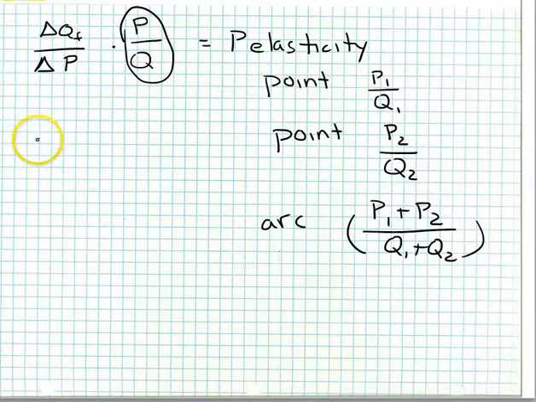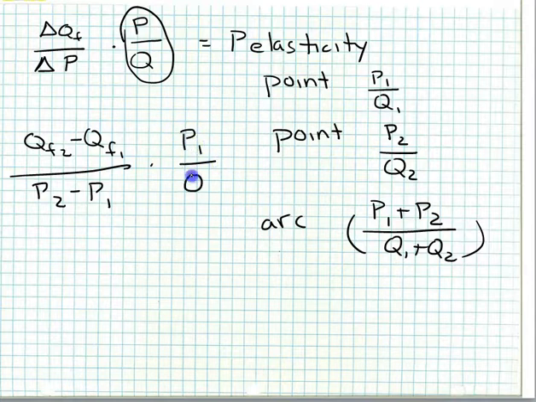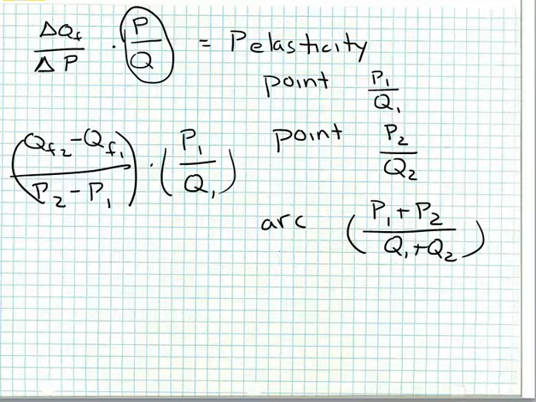So just as we did with income elasticity, we said QF2 minus QF1 over P2 minus P1 times, and let's use original prices and quantities here, is going to equal the price elasticity of demand. Notice also in that definition, I said absolute value, and that's because we really do expect price elasticities to be negative. That is, when we increase the price, we will decrease the quantity demanded, and when we decrease the price, we will increase the quantity demanded.